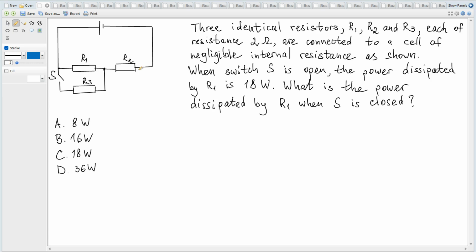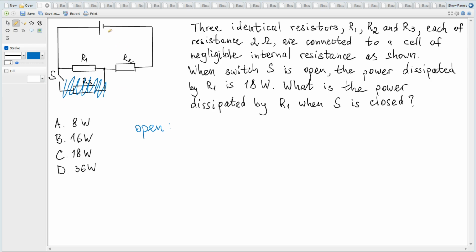Three identical resistors, each of resistance 2 ohms, are connected to a cell of negligible internal resistance as shown. When the switch is open, the power dissipated by R1 is 18 watts. What is the power dissipated by R1 when the switch is closed? So when the switch is open, there is no current through R3.